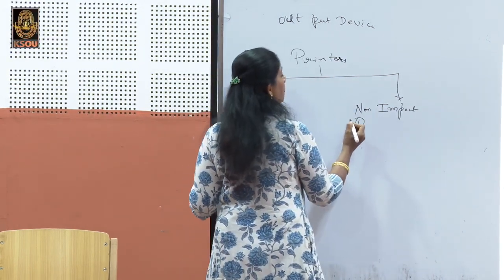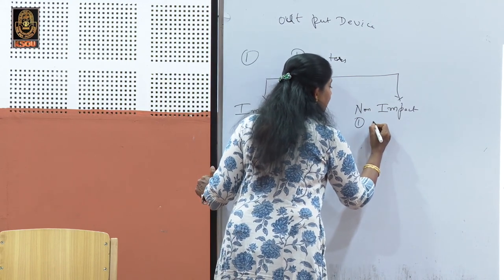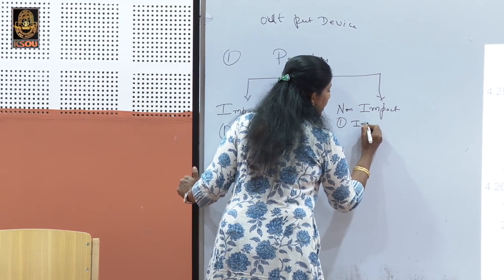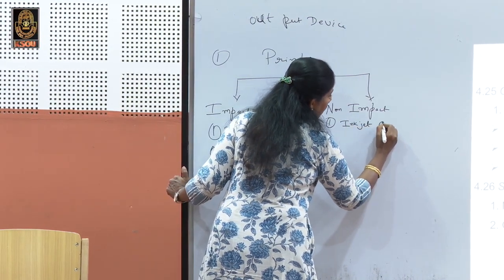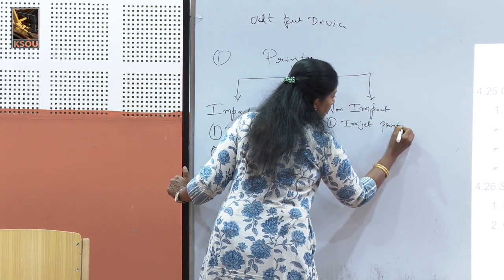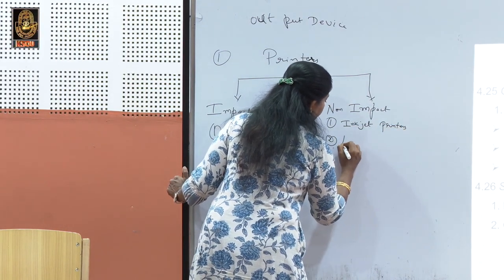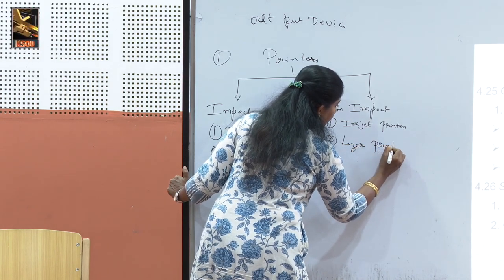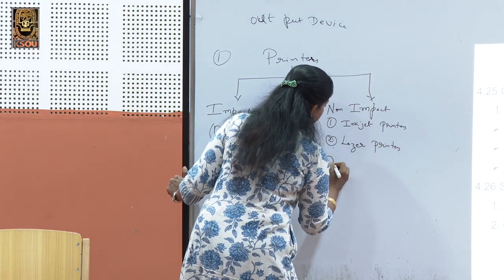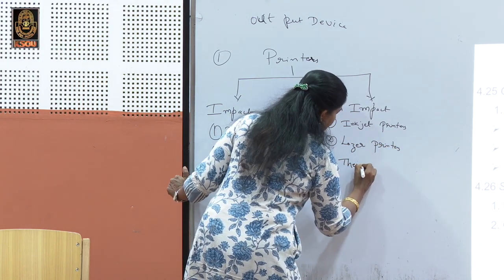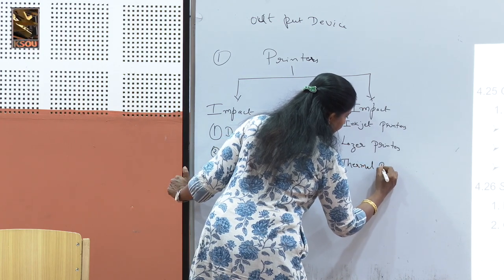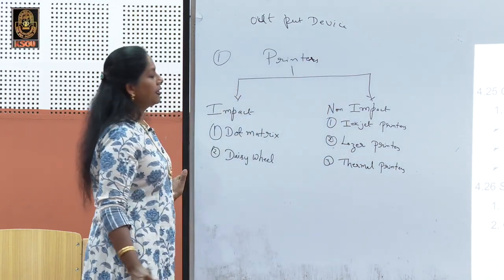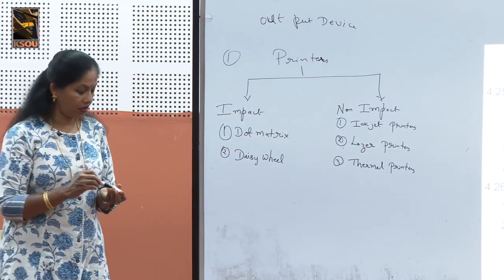So here, non-impact printers, you have what? First, we'll take the cheapest one, inkjet. Second one, laser printers. Third one, thermal printers. Okay. So this is the classification of printers.